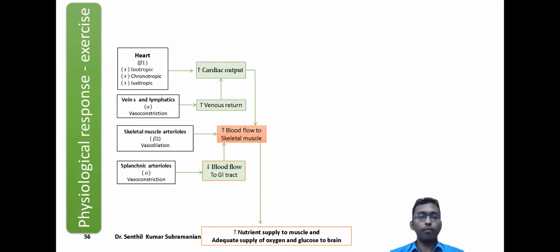The catecholamines will act on veins and lymphatics through alpha receptors to cause vasoconstriction. This will increase the venous return, which will in turn increase the cardiac output. The direct action of the catecholamines on the heart is to increase the rate and force of contraction, and thereby it increases cardiac output. By the action of catecholamines on the blood vessels and the heart, it will increase the blood flow to the skeletal muscle.